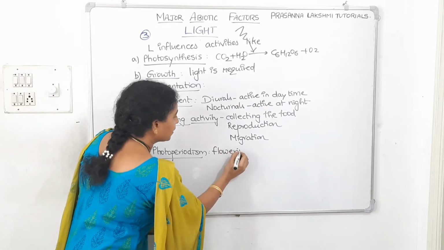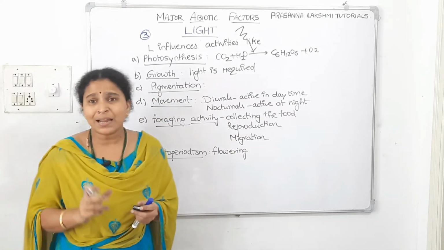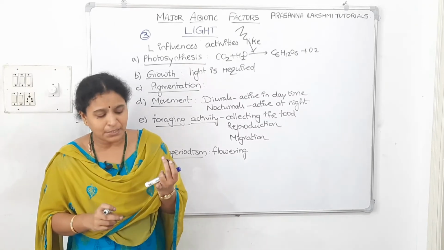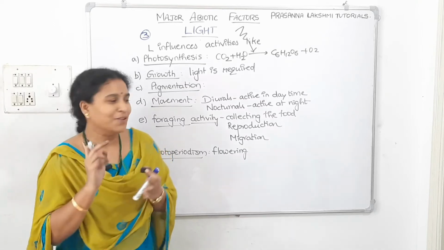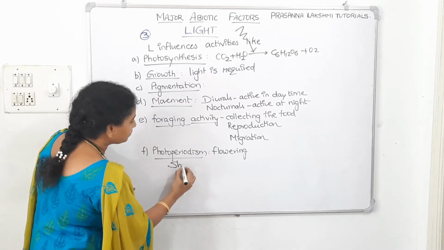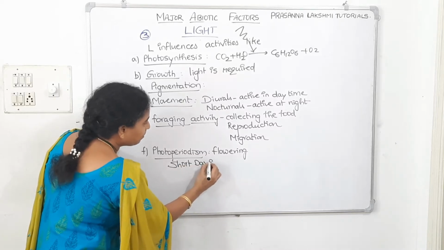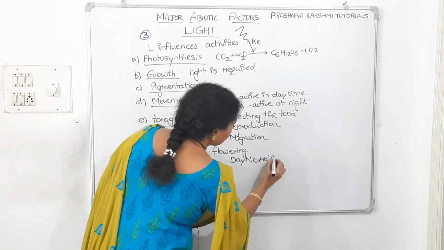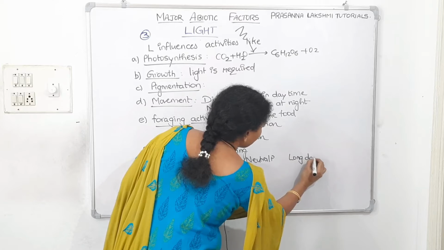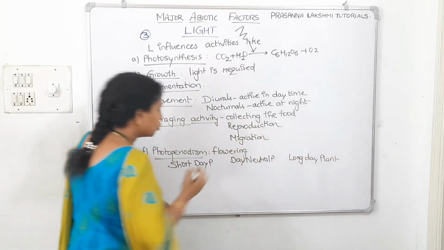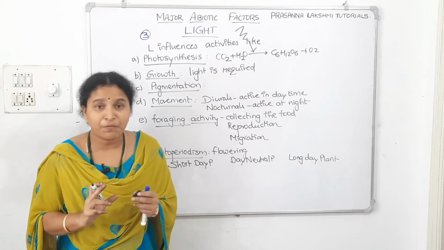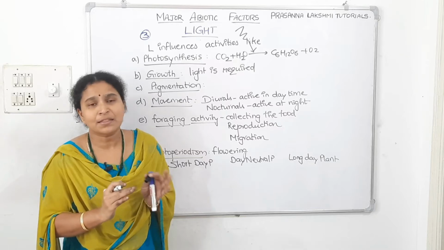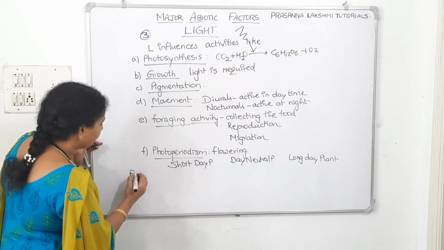It helps in flowering. Depending on how much amount of light is required for the plants to flower, we can categorize the plants into short day plants, day neutral plants, and long day plants. Now, short day plants, when do they flower? When the light is below the critical length, if they are flowering, then they are short day plants.